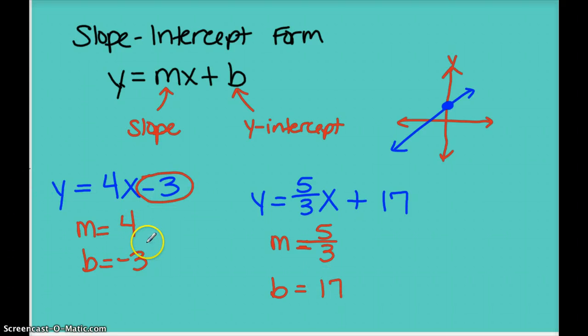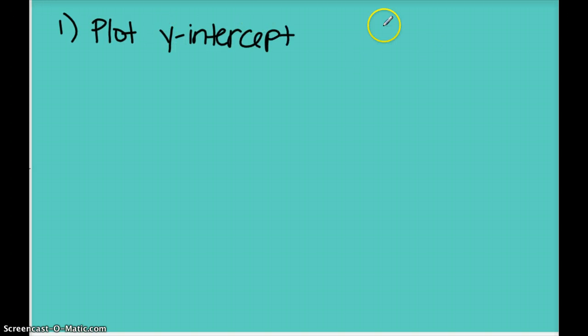Now we're going to use those to be able to graph these on the coordinate plane. We have a couple of steps that we're going to follow. I'm going to write those down really quick here. The first one, whenever you are going to graph these, step number 1 is you're going to plot your y-intercept, and remember that was the other number that was just kind of hanging out there by itself in the equation. You're going to plot that on the y-axis. Just go to that number and put a point.